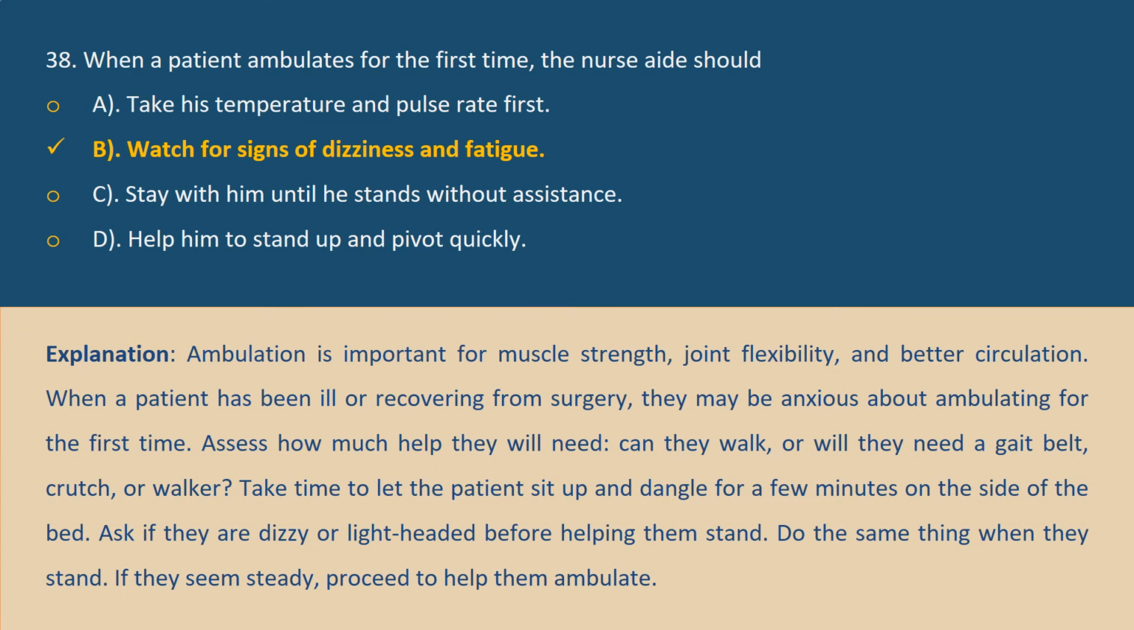Answer B. Explanation. Ambulation is important for muscle strength, joint flexibility, and better circulation. When a patient has been ill or recovering from surgery, they may be anxious about ambulating for the first time. Assess how much help they will need. Can they walk, or will they need a gait belt, crutch, or walker? Take time to let the patient sit up and dangle for a few minutes on the side of the bed. Ask if they are dizzy or lightheaded before helping them stand. Do the same thing when they stand. If they seem steady, proceed to help them ambulate.